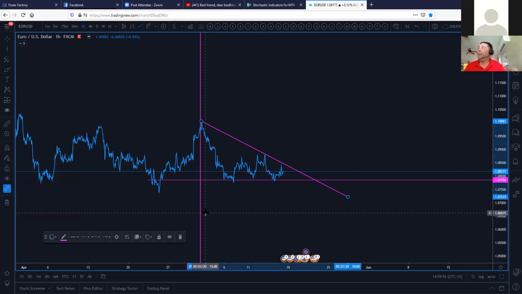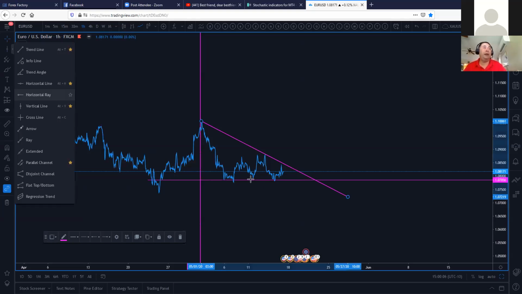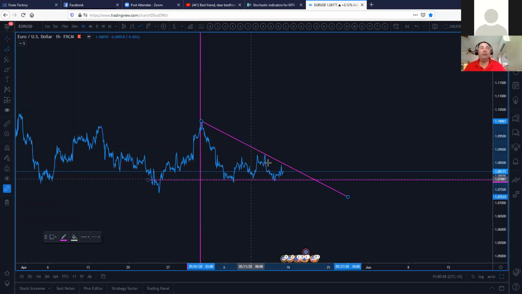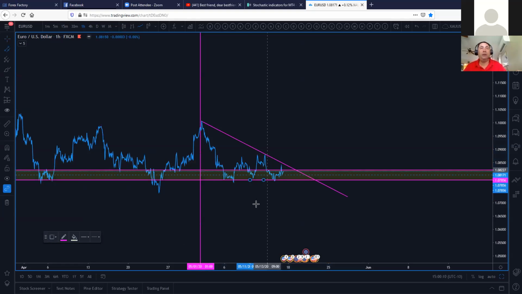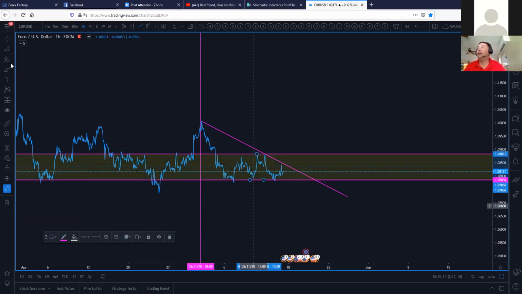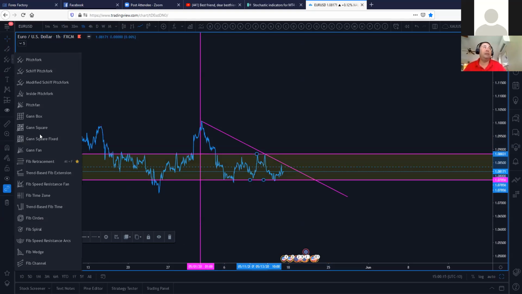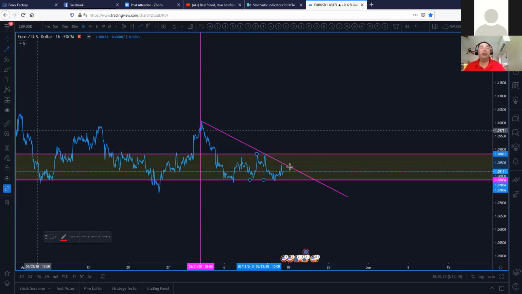Majority of pairs that fall into this type of pattern are going to break up, retest, and see ya. So let's see here. Let's draw the channel back again, parallel channel. We have our support, previous high, and there you go. That's what I'm looking at.